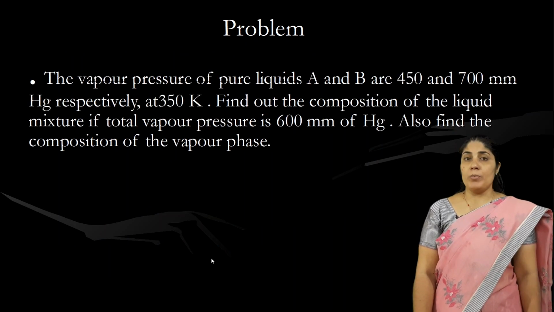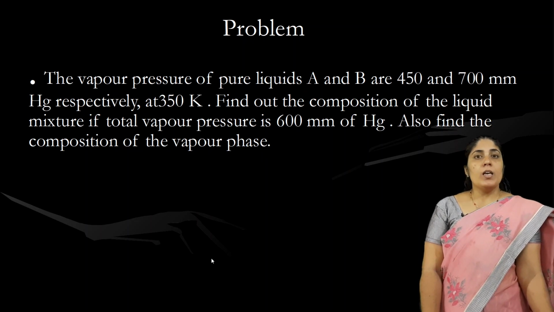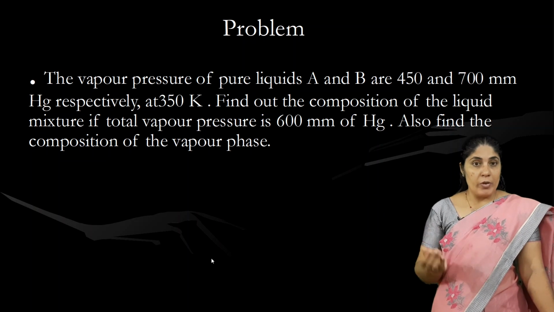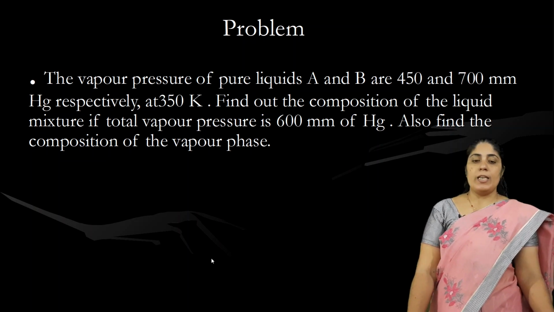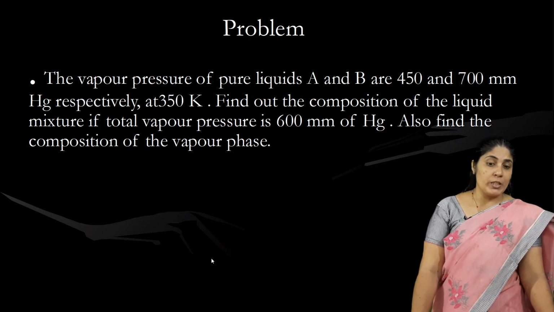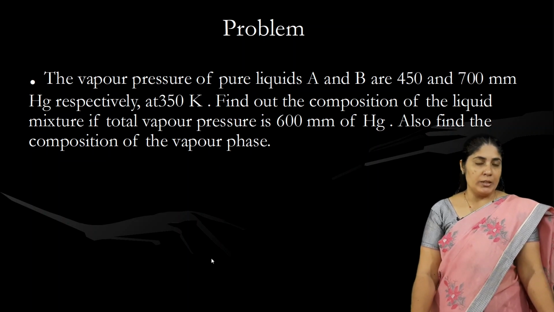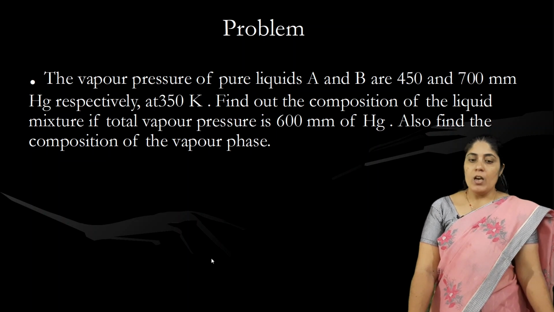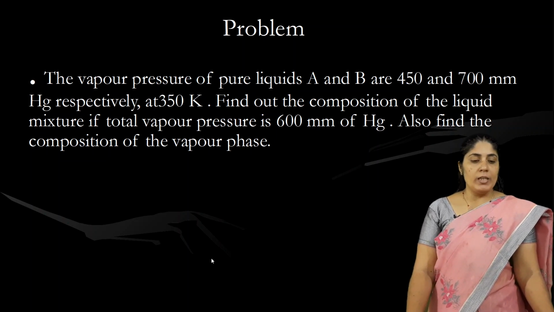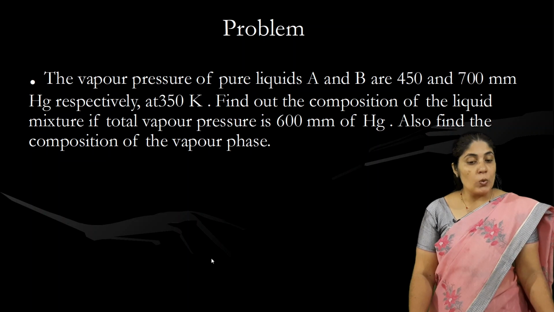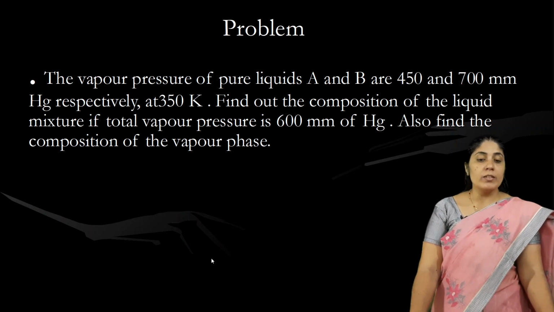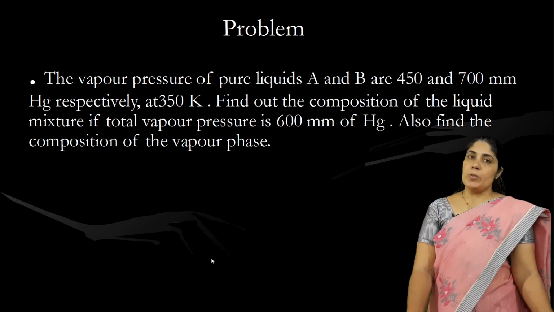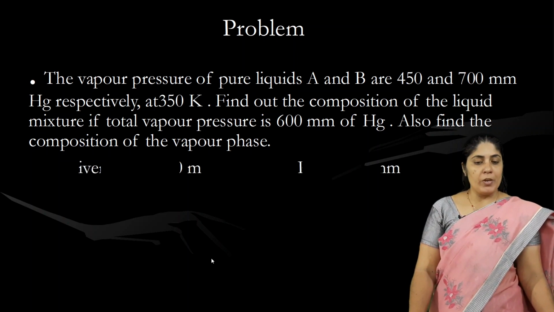Now let's do a problem based on this. The problem is there on the board for you. The vapor pressure of pure liquids A and B are 450 and 700 millimeters of mercury respectively at 350 Kelvin. Find out the composition of the liquid mixture if the total vapor pressure is 600 millimeters of mercury. Also, find the composition of the vapor phase.